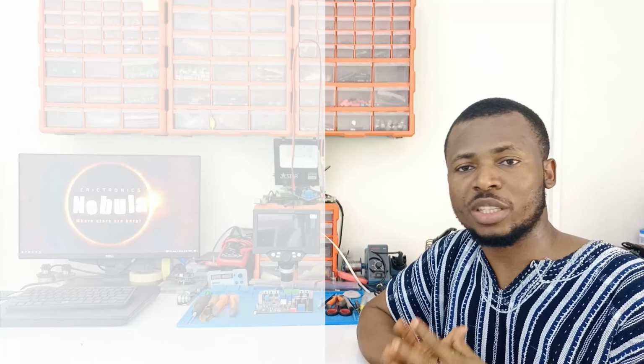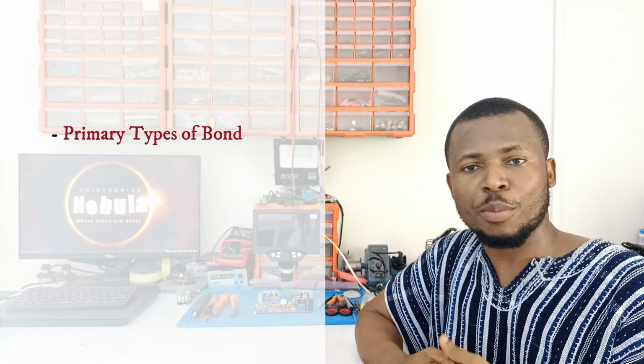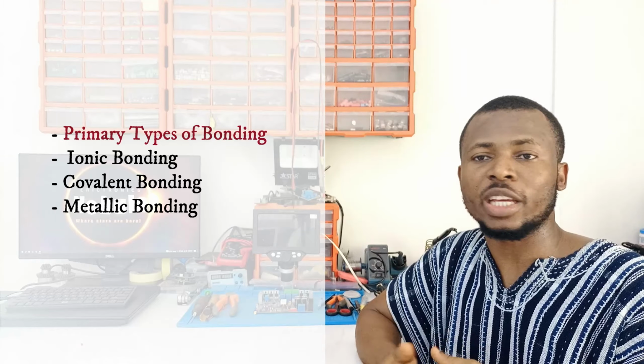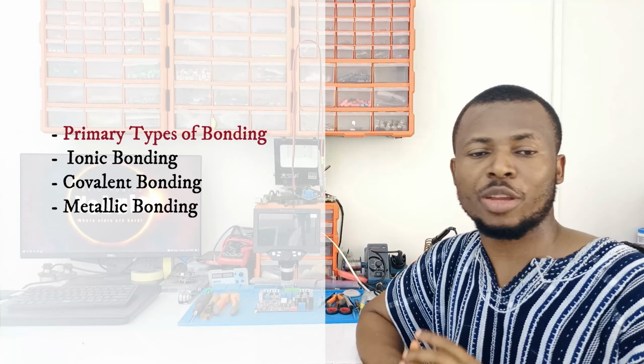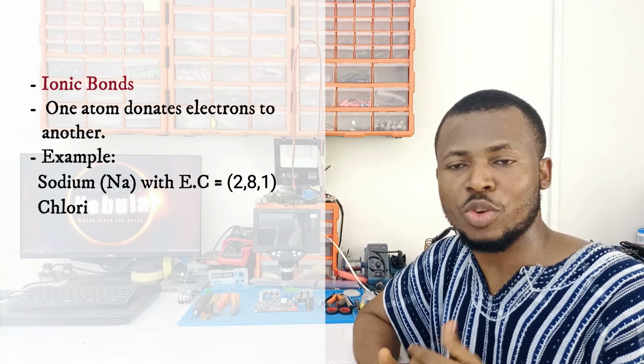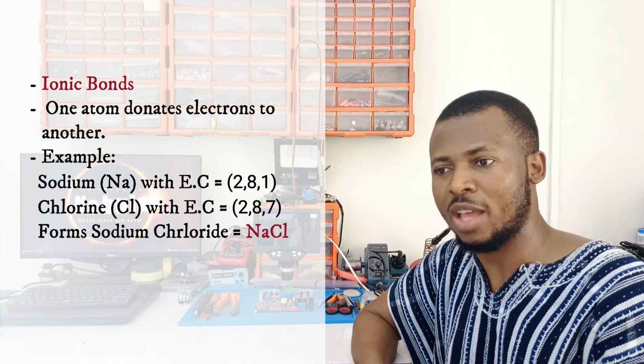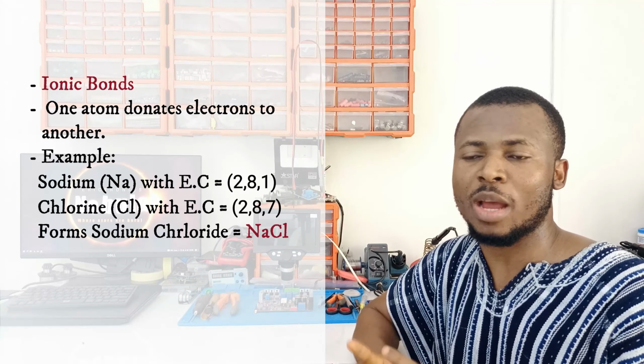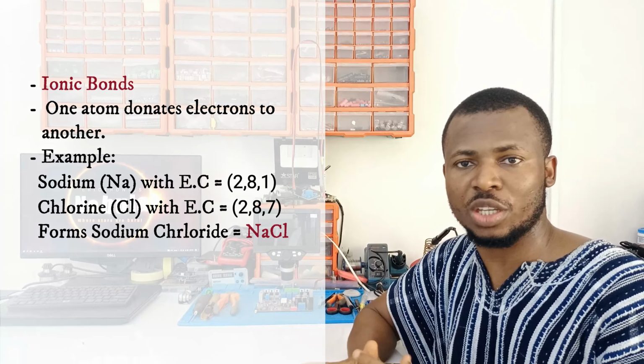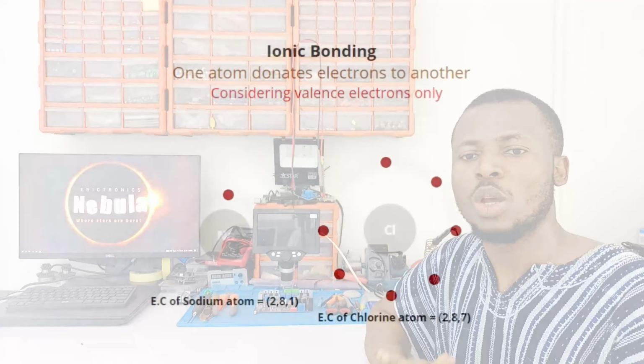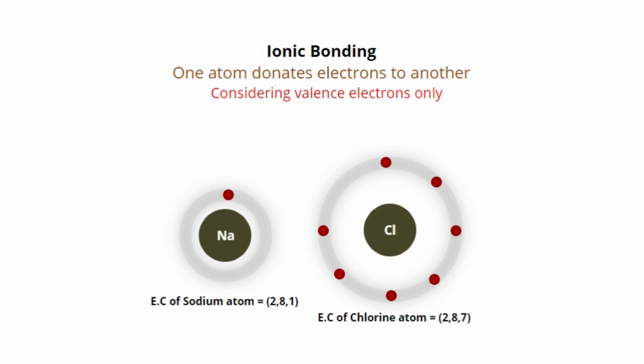There are three primary types of bonding. We have ionic bonding, covalent bonding, and metallic bonding. Ionic bond occurs when one atom donates electrons to another so that each of them ends up with a fully filled valence shell. For instance, sodium, which is the 11th element with an electron configuration of 2,8,1, can lose its single valence electron to attain a fully filled valence shell, according to the octet rule.